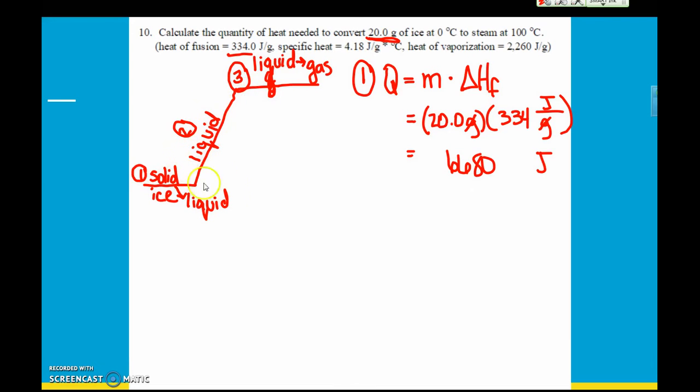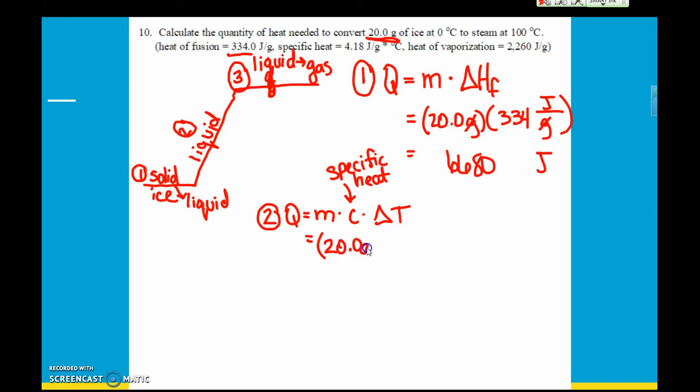Then we have part 2. And part 2 is probably the equation we've used more. It's the mass times C times delta T. And we said that C is the specific heat capacity. And it's also unique for every substance. We still have 20 grams, so our mass has not changed. It's going to be the same throughout the whole problem. We now have water, and the specific heat of water is 4.18. And those units are joules over grams degrees Celsius.